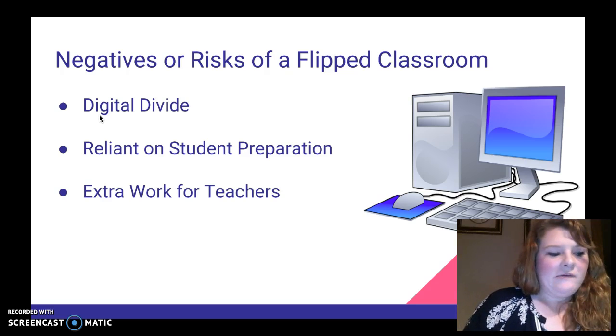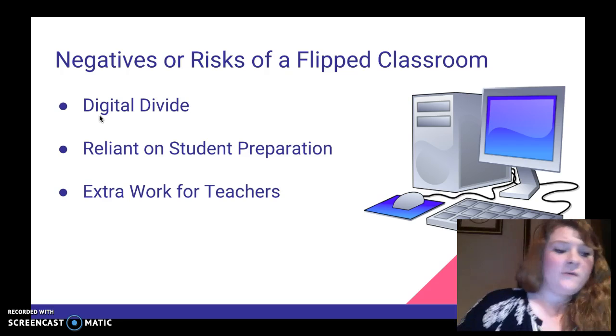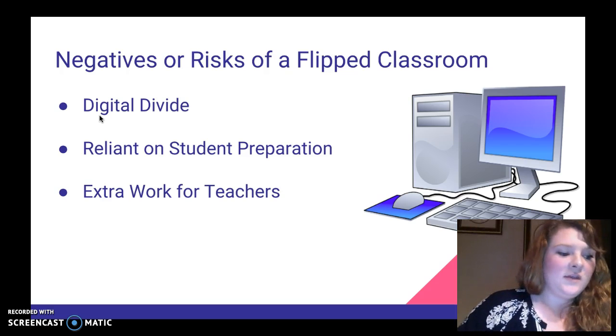There are some negatives, however, and some things that could happen is the digital divide can further separate. And for families who don't have access to digital and computers, it can be pretty disappointing and it can make those students fall farther behind, and that's not a good thing.